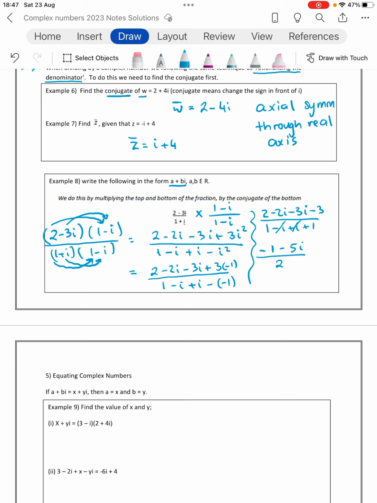So here's our complex number. Now, if we want to write that in the form of a plus bi, we just split it. So minus 1 over 2 and minus 5 over 2 i. Remember that if both of those numbers on the top divide by 2, you could divide them in. However, if only one of them divides by 2, you couldn't cancel, because it needs to divide into both of the things on the top. And that's how we do division.